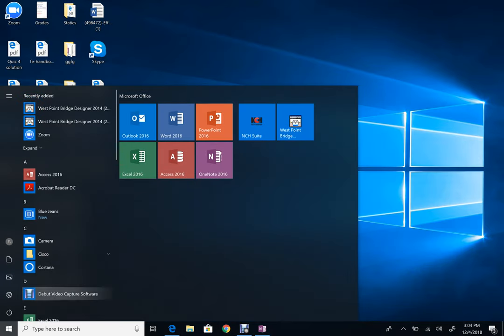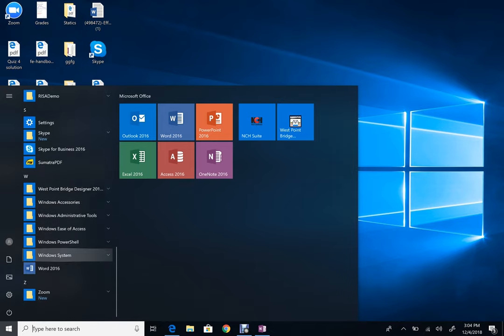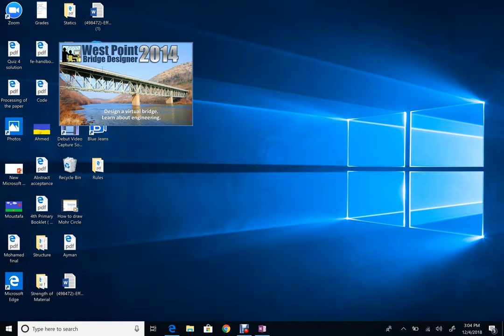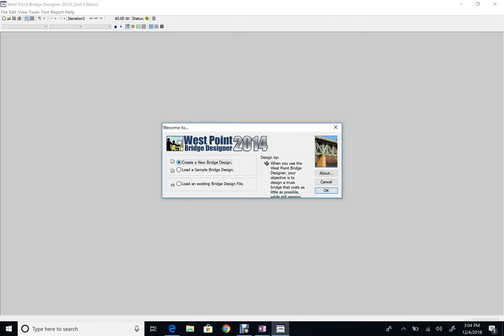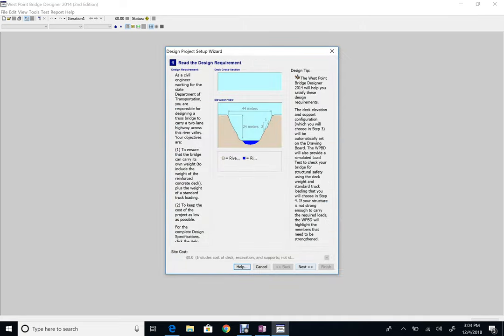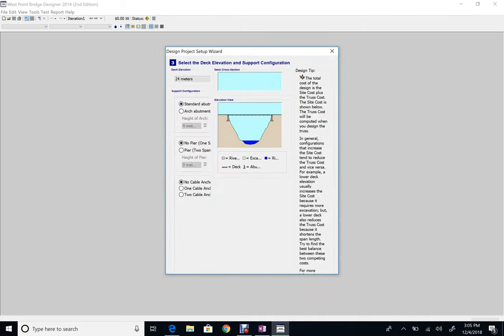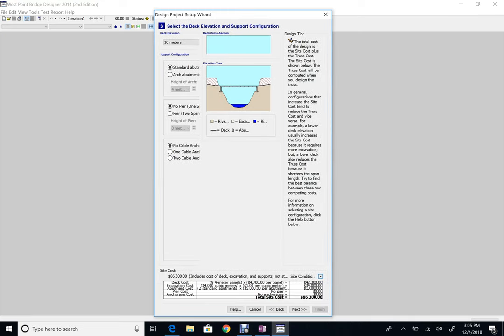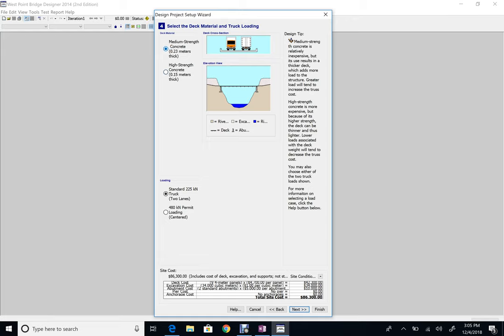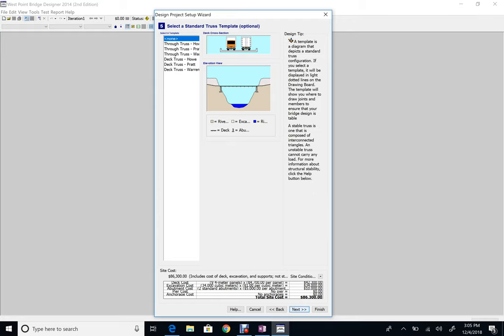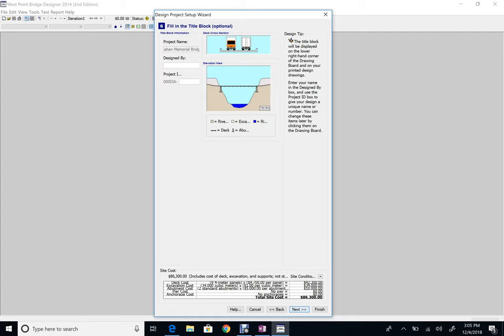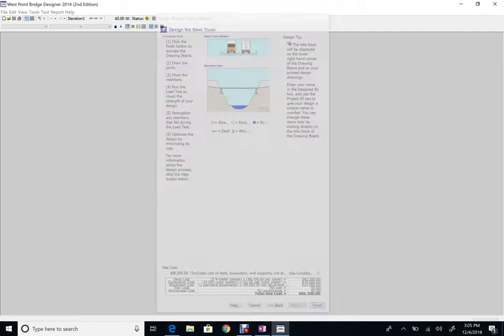Just open the software, West Point Bridge Design, for older computers. Create a new bridge. Just read, next, next. Your elevation of your deck, 16 meters, to get the span of 36 meter. And then just click next. And then what type of concrete: medium strength, not high strength. What type of loading: standard, next, none. I will create my own truss. Next, you can put your name, next, and then finish.